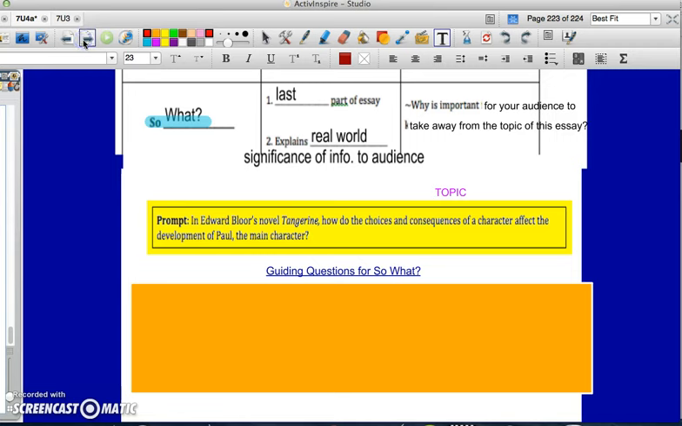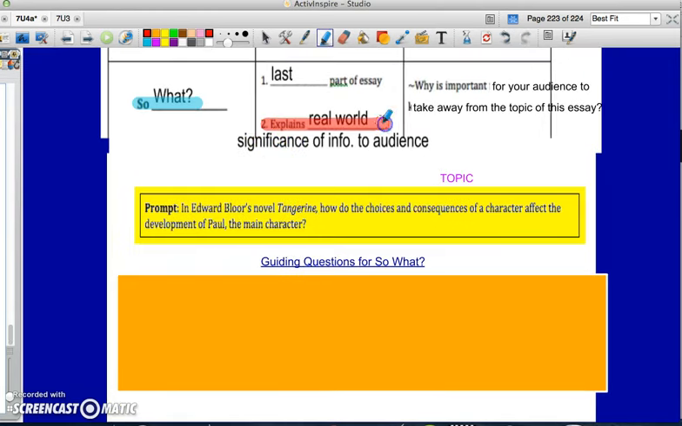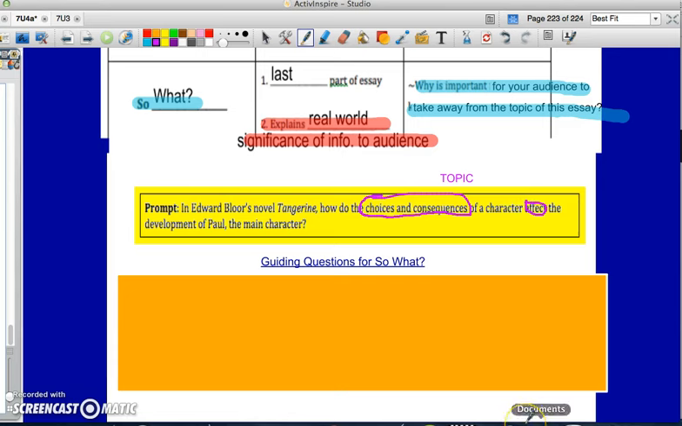The last part of the conclusion paragraph is the so what. And again, this is the last part of your essay, and the goal is to explain the real world significance of your info to your audience. So the question that you want to ask yourself is, what's important for my audience to take away from the topic of this essay? And again, your hook and the link back to the hook should be related to the topic of this essay. And the topic of this essay is about how choices and consequences affect another person. So in other words, it should all be related to this idea of choices and consequences affecting each other.